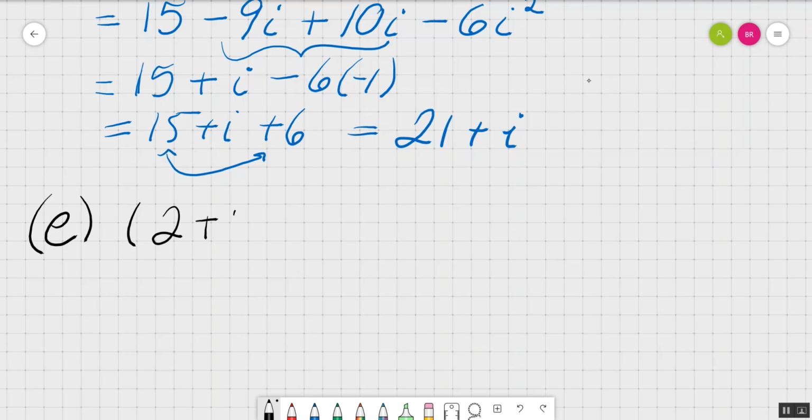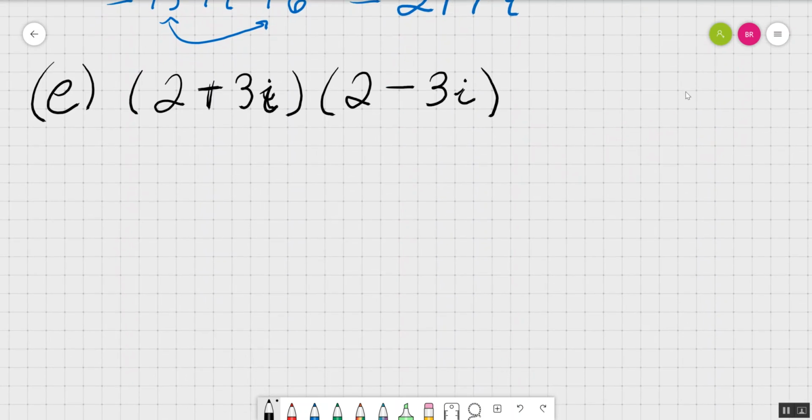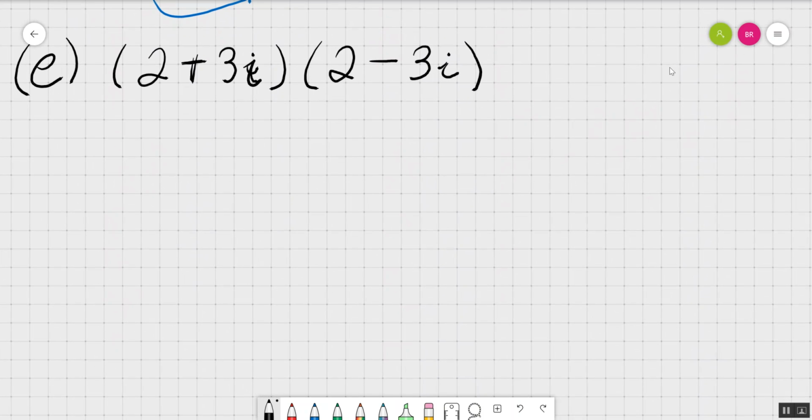Let's do 2 plus 3i, and then 2 minus 3i. So let's go ahead and FOIL this out. Now this one I'm going to do twice just to kind of prepare yourselves so you can see what happens. So first up, let's FOIL away my lovely mathematical minions.